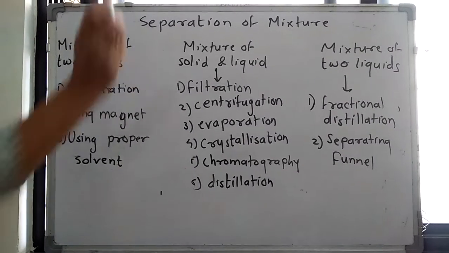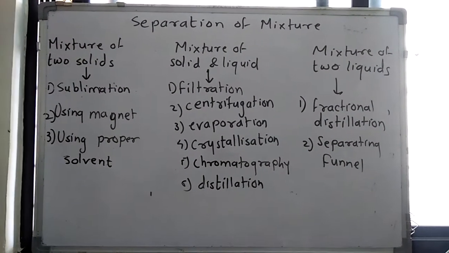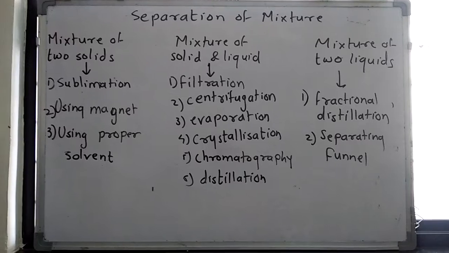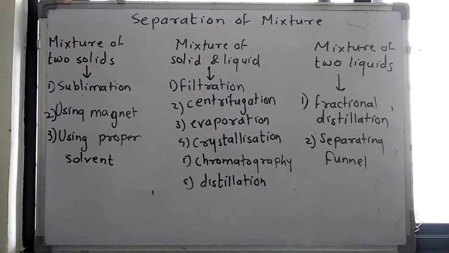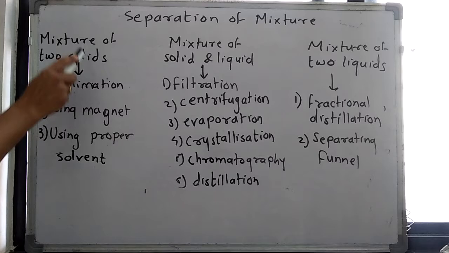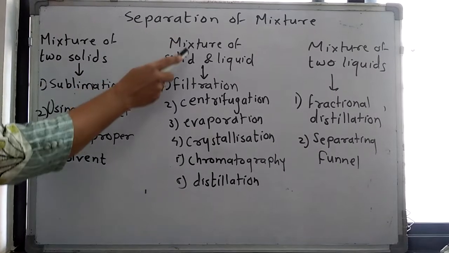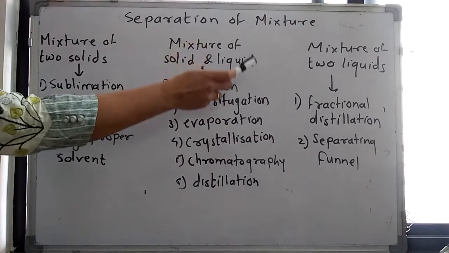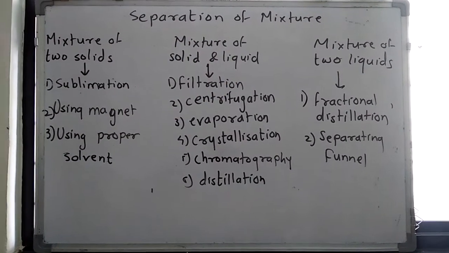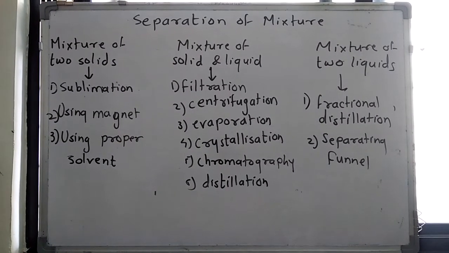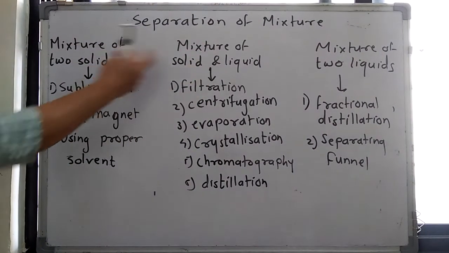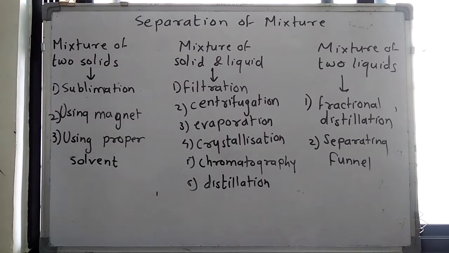Now we have to study separation of mixtures. So we have three types of mixtures to study and how we can separate the constituents of that mixture. So we have mixture of two solids, mixture of solid and liquid, and mixture of two liquids. And we also have separation of gases. But in short, these are the three main types of mixture that we have to separate.